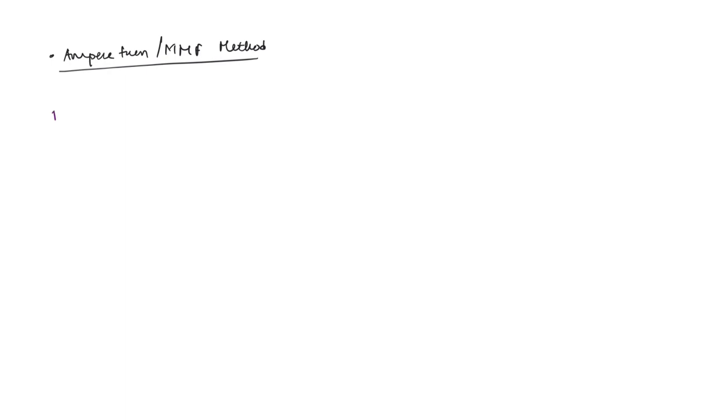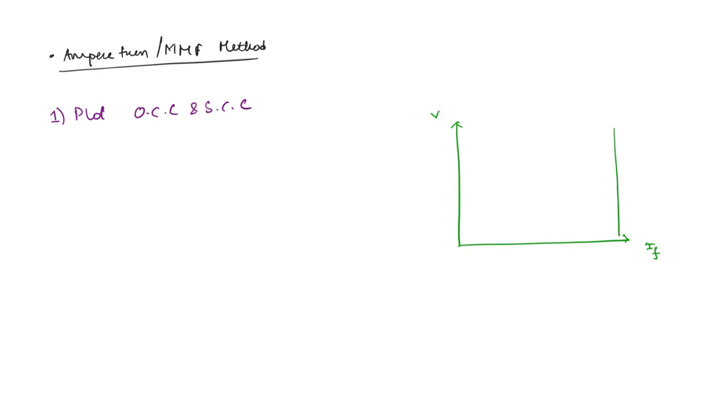Okay. So the first step is to plot the open circuit and short circuit characteristics. So let us say here we have the field current and on this axis we can draw the voltage for the open circuit characteristic, and for the short circuit characteristic you can draw the current here. Okay, so this is the open circuit characteristic and the short circuit characteristic you can draw like this. Okay, so this is the short circuit characteristic. Now we will need one reading from both these curves. So what are these two readings?